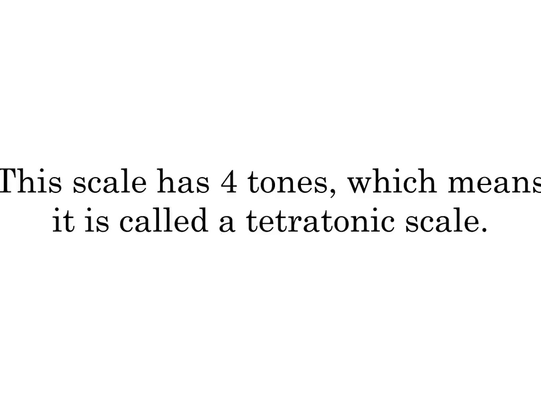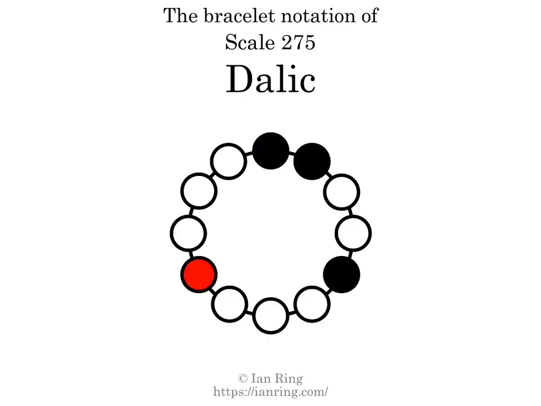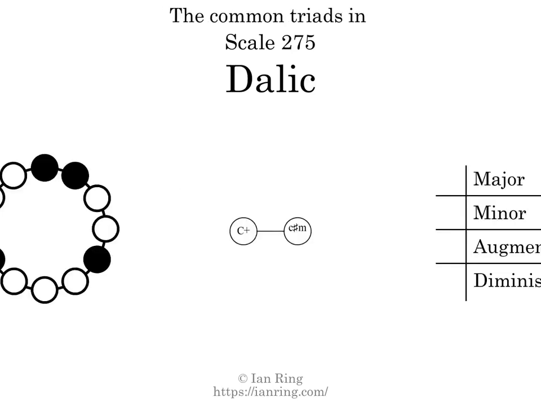This scale has 4 tones, which means it is called a tetratonic scale. Here are the common triads present in this scale. The diagram in the center is a graph showing possibilities for parsimonious voice leading between the triads.